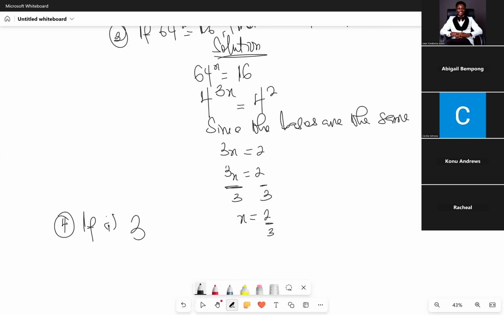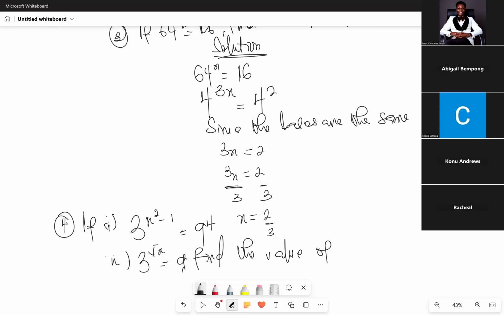3 exponent x squared minus 1 is equal to 9 exponent 4. Solve the first one. 3 root x equals 9. Find the value of x. Everyone solve the first one. Don't attempt the second one. Wait for everybody to be on the same page. So yeah, over to you.